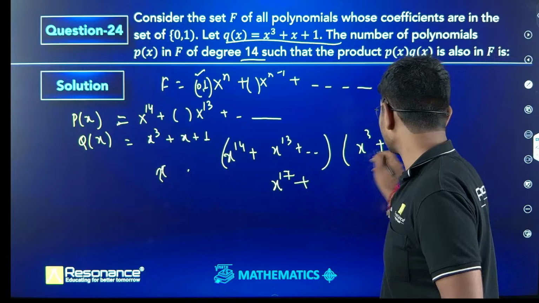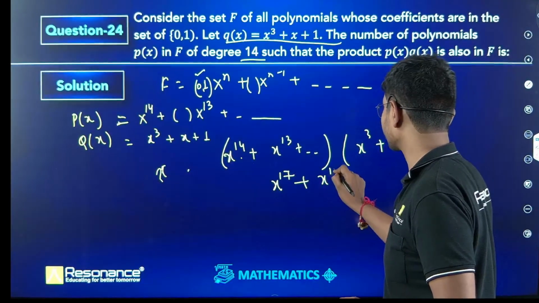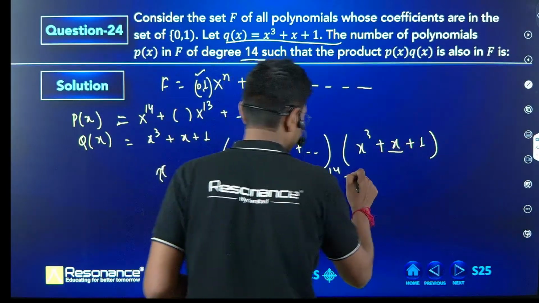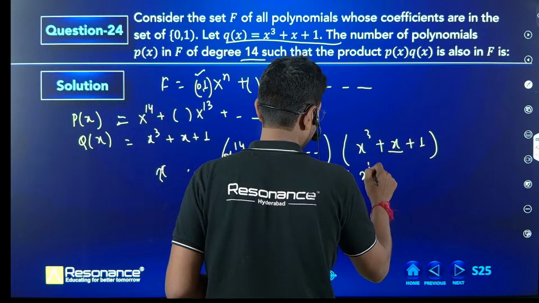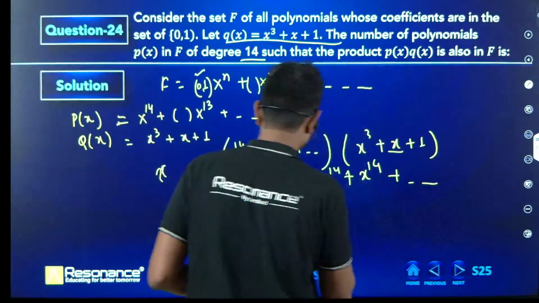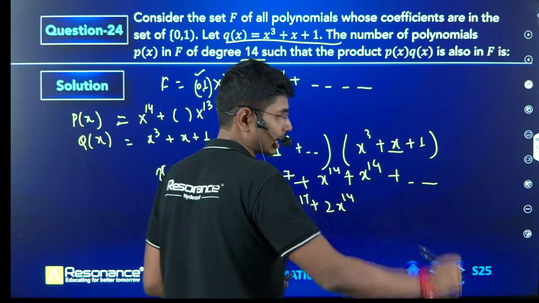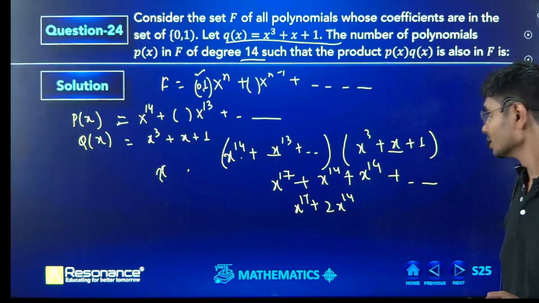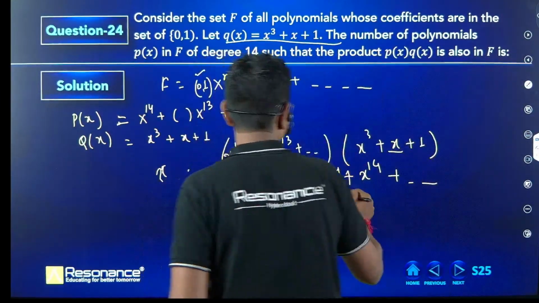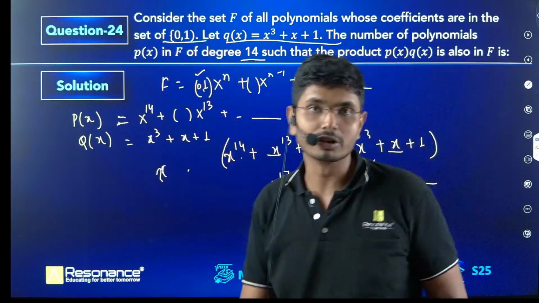Plus, if this number multiplies x power 14 plus 1, this will become x power 14. And if this x multiplies by this x cube, this will become how much? Again, x power 14. So what happened? Plus so many terms are there. In short, x power 17 plus 2 times x to the power 14, which will never be acceptable, because the condition is that the x to the power 14 coefficient should always be either 0 or 1.